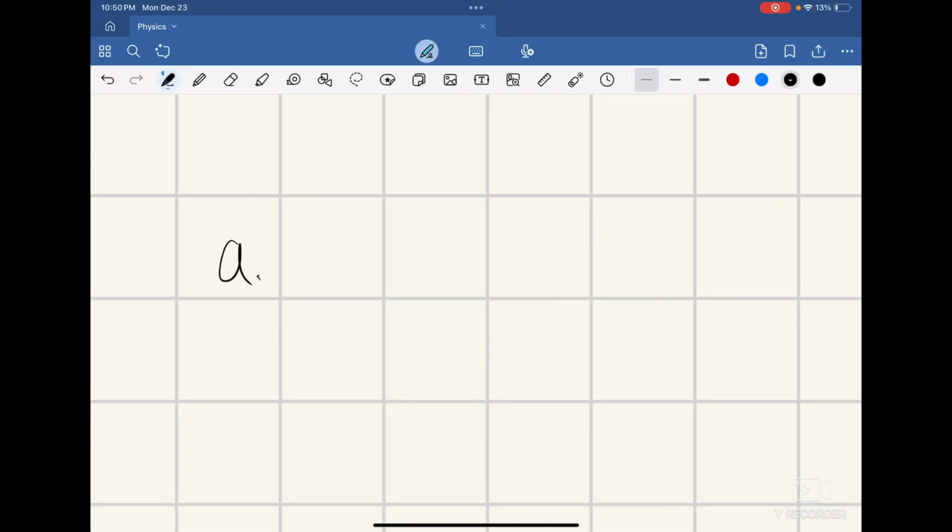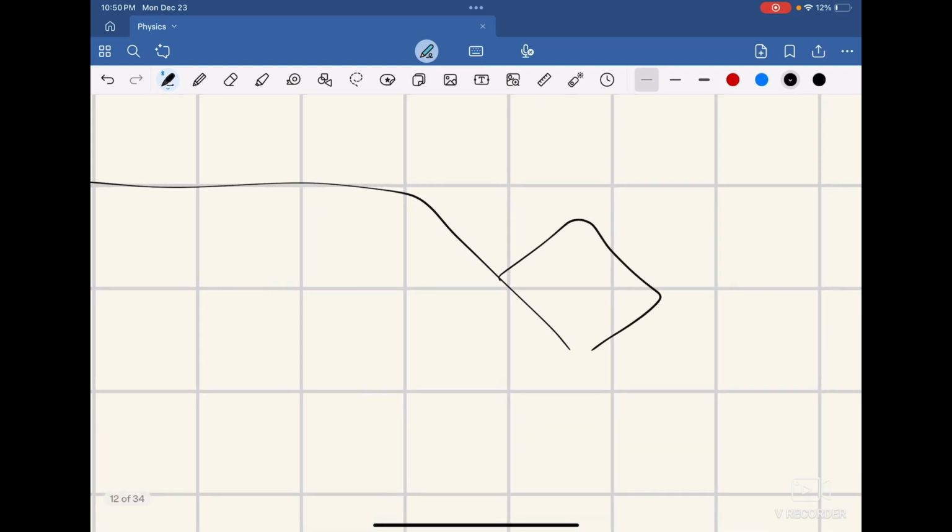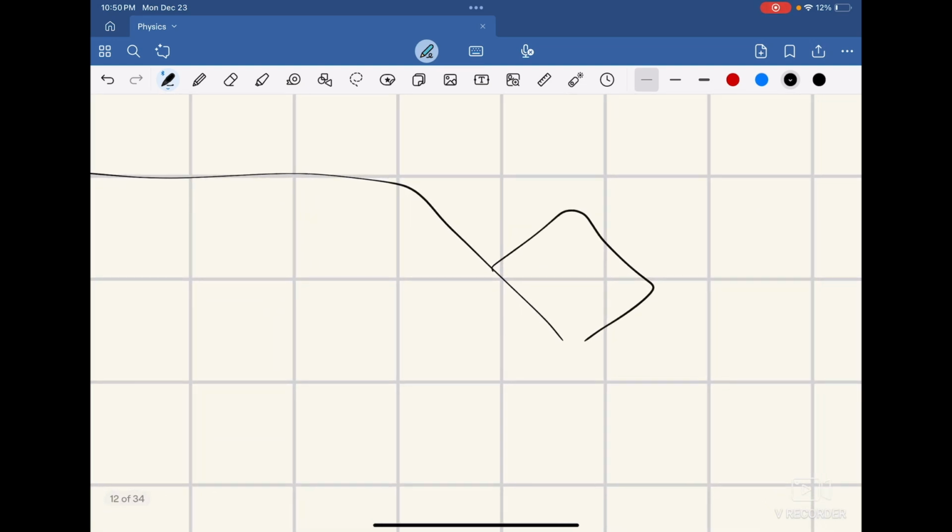For part A, we're asked to draw the free body diagram for the system. The system goes like this, and then boom, boom, boom, boom. Alright, so there's four forces acting upon it. First, F_G, the simplest one. Second, F_N, and now there's the 2F here.